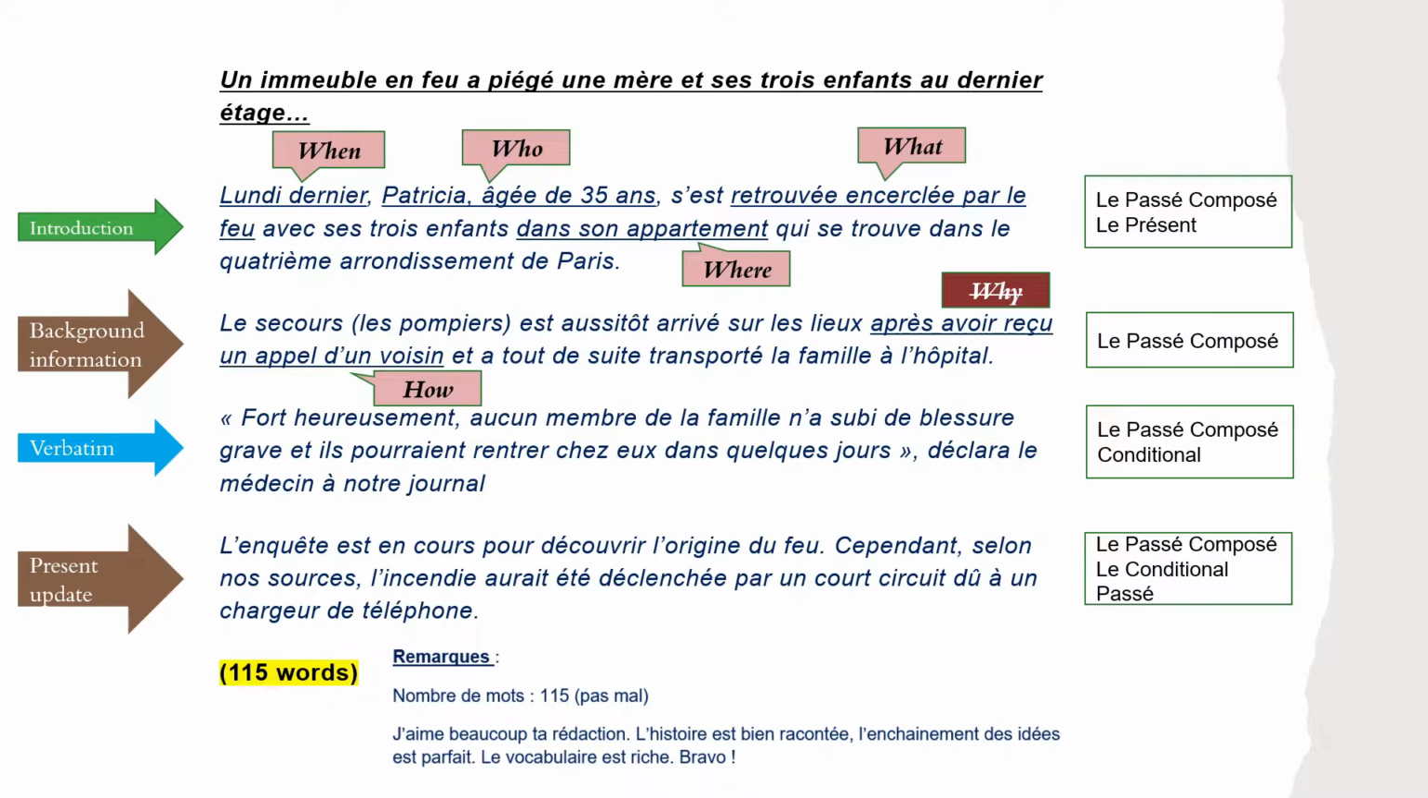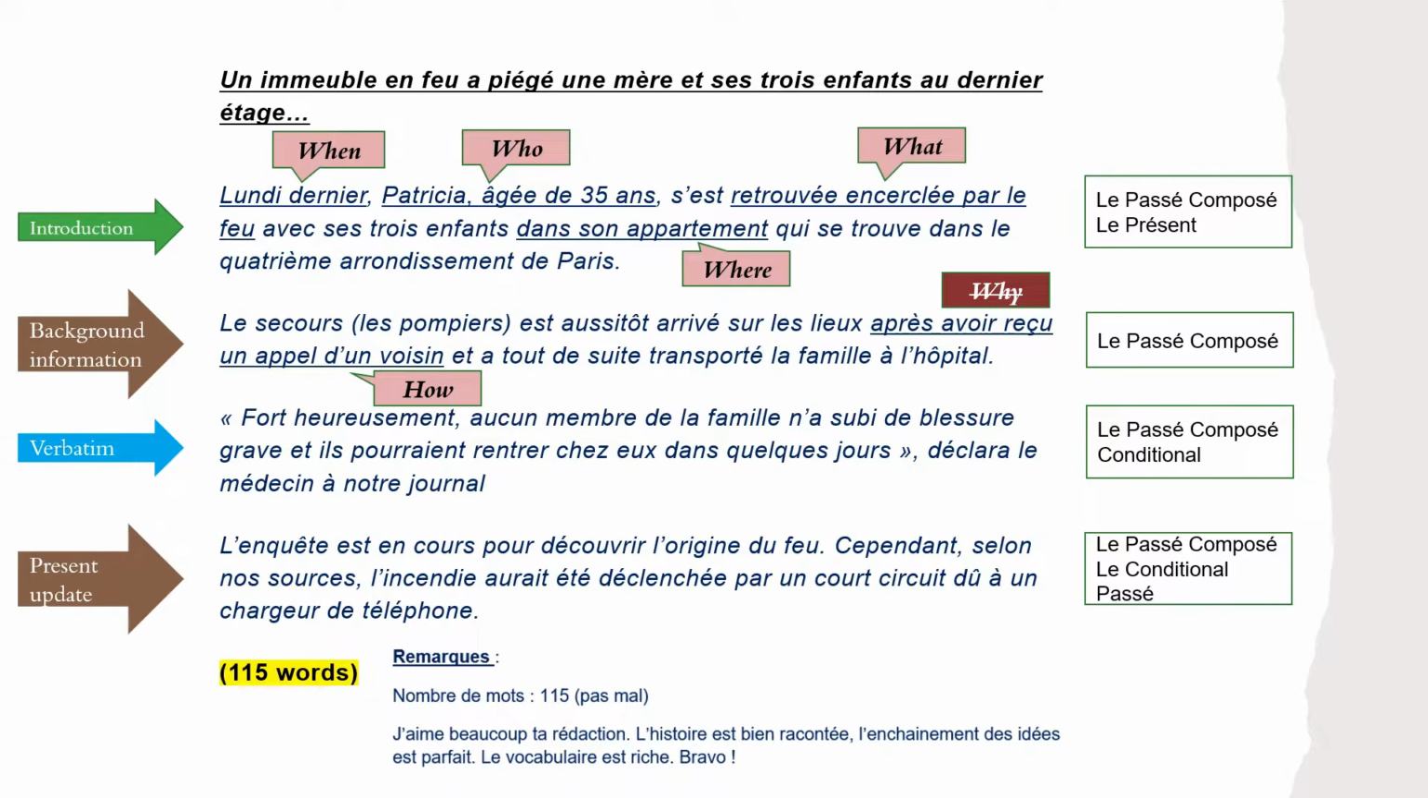So basically, after you talk about introduction, background information, and then you give one verbatim, you can also talk about after this situation has happened, what is happening now. So in this case, I'm saying that the investigation is still going on to identify the origin of that fire. However, according to our sources, it seems like the fire would have started from a short circuit because of the charger of a telephone. So again, if you see here, the first line is l'enquête est en cours, which is the present tense. I think I missed mentioning present tense on the right hand side, but I'm using present tense here because I'm saying the investigation is still going on.